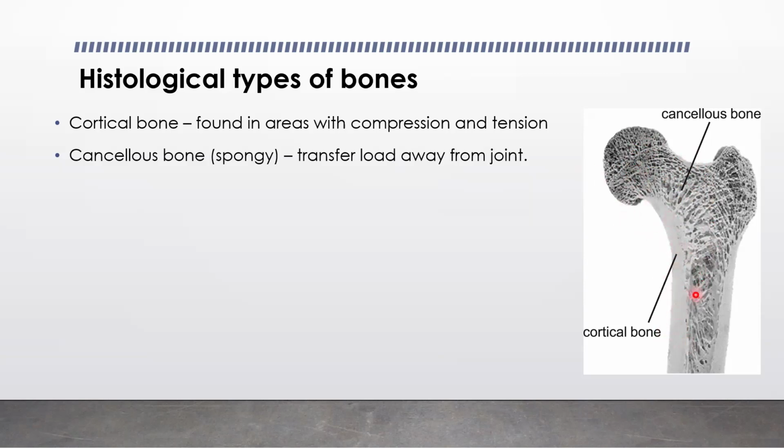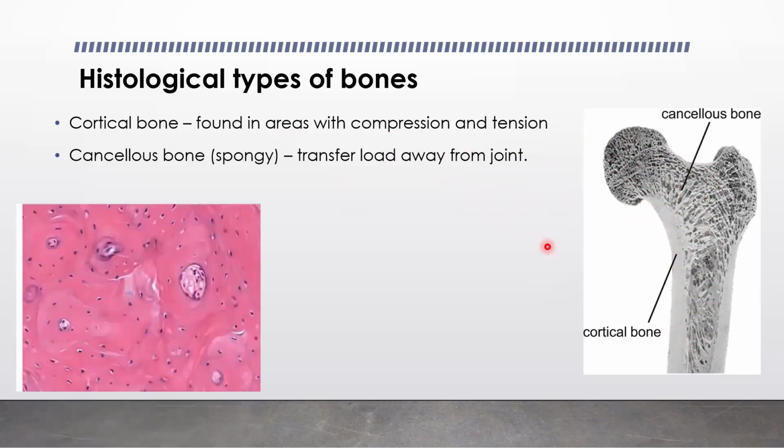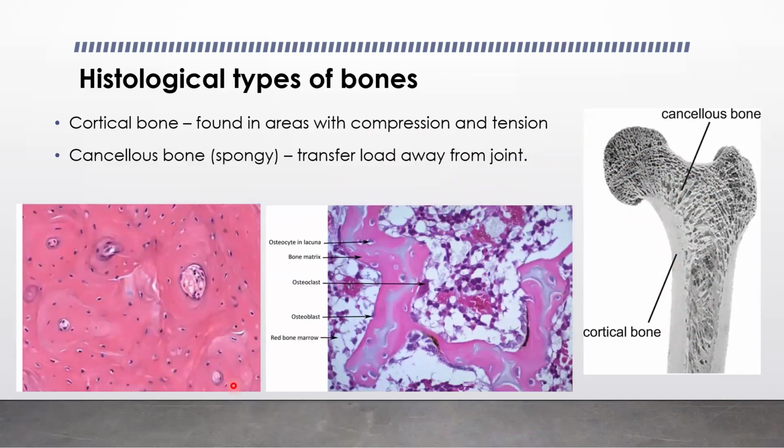So cortical bone, when you have the bone marrow and the cancellous bones, the function of cortical bone is just to prevent compression and tension, and then cancellous bone, or the spongy bone, enables the transfer of load away from the joint. Here is an example of a cortical bone, a characteristic of compact bone, and then you also appreciate that this is a cancellous bone.